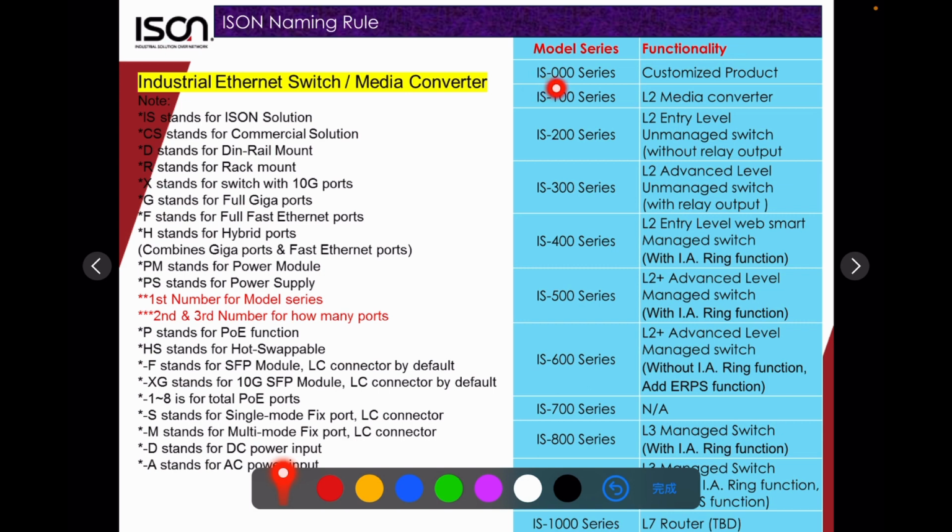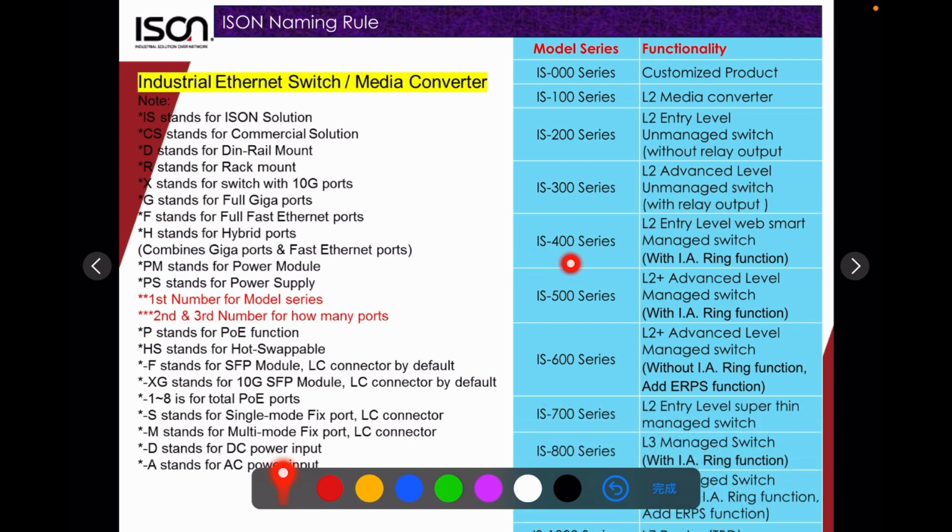The IS000 series means customized product. The IS-100 series is L2 media converter. The IS-200 series is L2 entry-level unmanaged switch without relay output. The IS-300 series is L2 advanced level unmanaged switch with relay output.